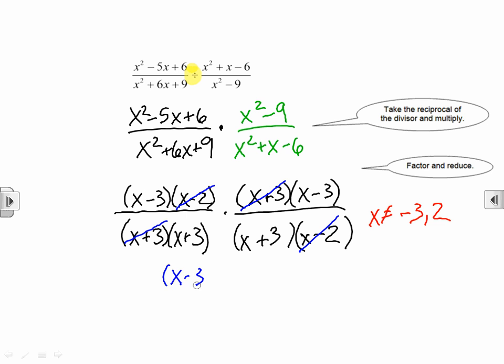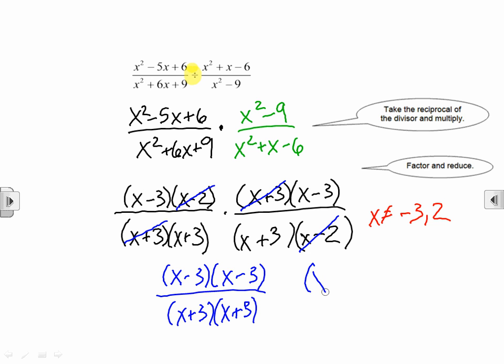x minus 3 times x minus 3 over x plus 3 times x plus 3. Now, it would be really nice if these were simplifying to 1 like in that last problem, but I can't magically just make those disappear. So this hot mess is my answer. If you want it to look prettier, you could say x minus 3 squared over x plus 3 squared, but that's about as nice as it's going to get.